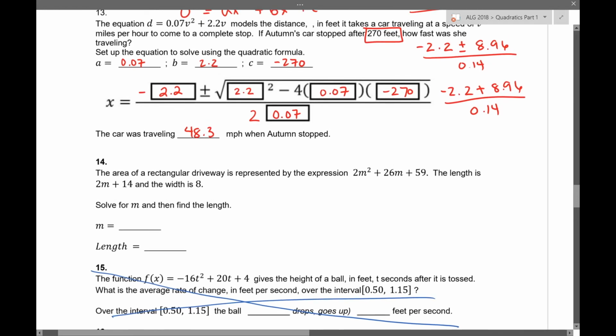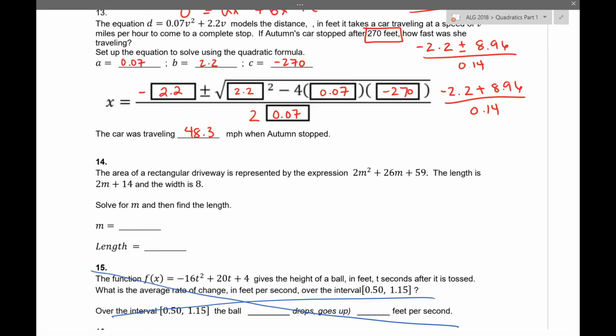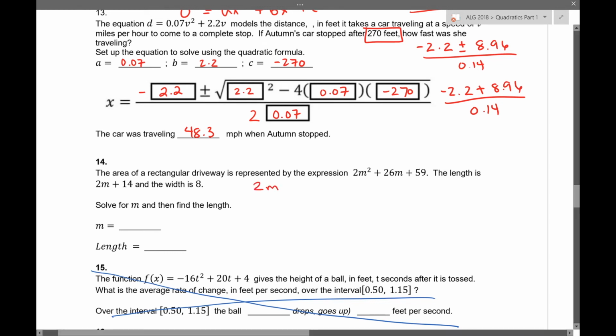Question number 14 is 2m squared plus 26m plus 59. The length is 2m plus 14, and the width is 8. So what you're going to do is set these up equal to each other: 26m plus 59 equals 2m plus 14 times 8. I will admit this is a longer question.